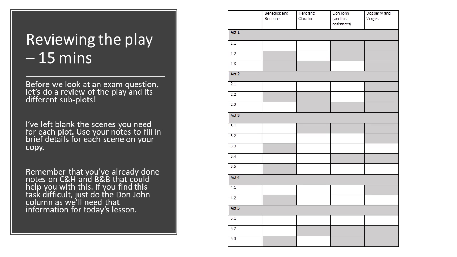Remember that you've already done notes on Claudio and Hero and Beatrice and Benedict that could help you with this. If you find this task difficult, just do the Don John column, as we'll need that information for today's lesson. Pause the video for 15 minutes to do this now.